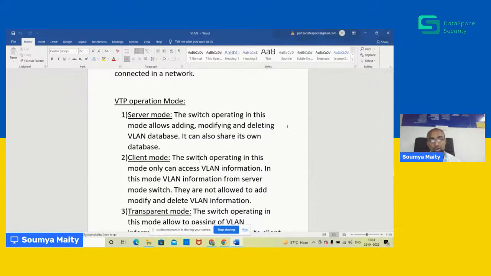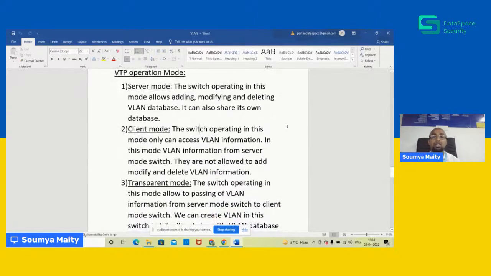So what is server mode? The switch operating in this mode allows adding, modifying, and deleting the VLAN database. It can also share its own database. That's why this is called server mode. Next, client mode. The switch operating in this mode can only access VLAN information from the server mode switch. They are not allowed to add, modify, or delete VLAN information.